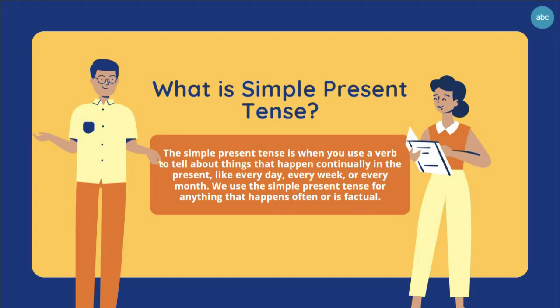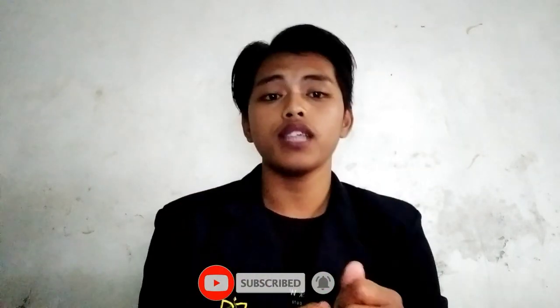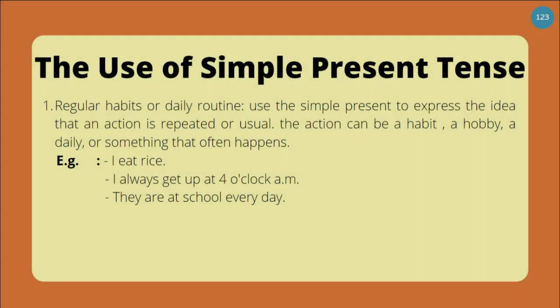Okay, the simple present tense is when you use the verb to tell about things that happen continually in the present, like every day, every week, or every month. We use the simple present tense for anything that happens often or is factual. Do you ever hear the use of simple present tense? No? Okay, let me tell you the use of simple present tense. Here it is. Use of simple present tense.